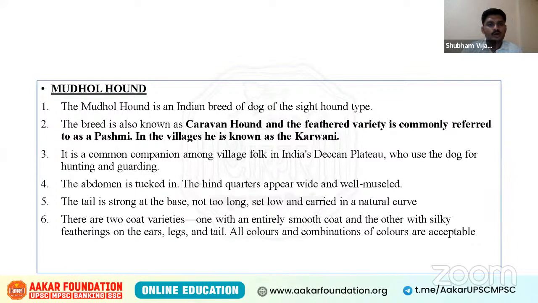Now, the physical appearance characteristics. Abdomen is tucked in, hindquarters are wide and well muscled. Tail is strong at the base, but not too long. It is set low and carried in a natural curve. Then there are two coat varieties. One entirely smooth and the other with silky feathering on the ears, legs and tail. All colors and combinations of colors are acceptable. Means many colors, this Mudhol hound comes in many colors and color combinations. This is the Mudhol hound, particularly of this white color.